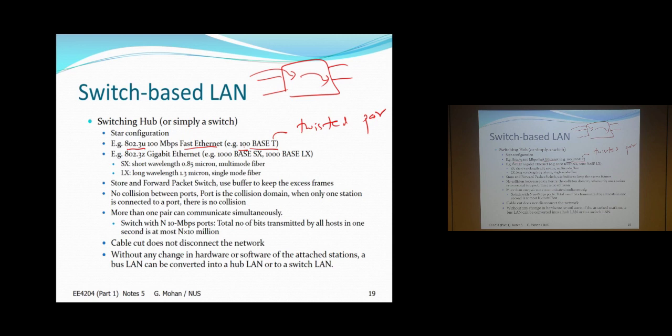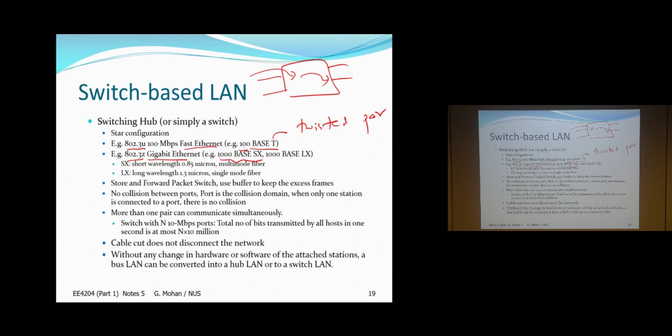Okay. And it can also support optical ports, optical transmission. So this we call gigabit Ethernet. The standard is 802.3z. We are not going into the specifications of all these standards. See, for example, the notation here, the different standards are here.